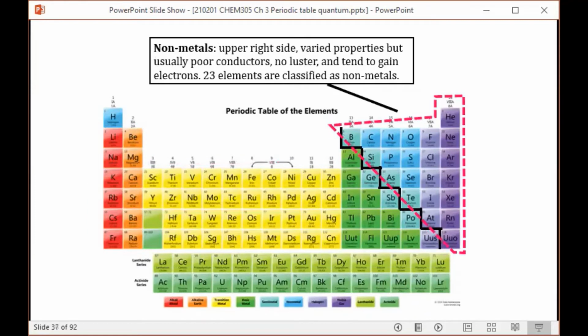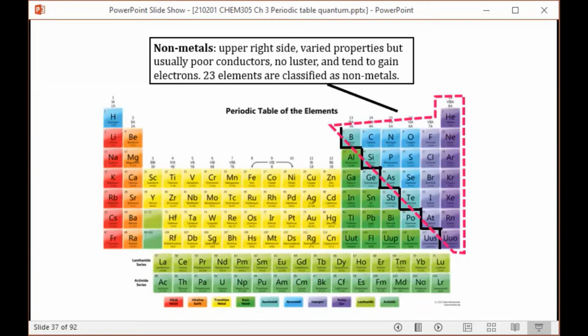On the other side of the dividing line between the metals and the non-metals are the non-metals. So these are on the upper right side. They have varied properties, but they're usually poor conductors. They tend to not have any luster, so they're not very shiny.